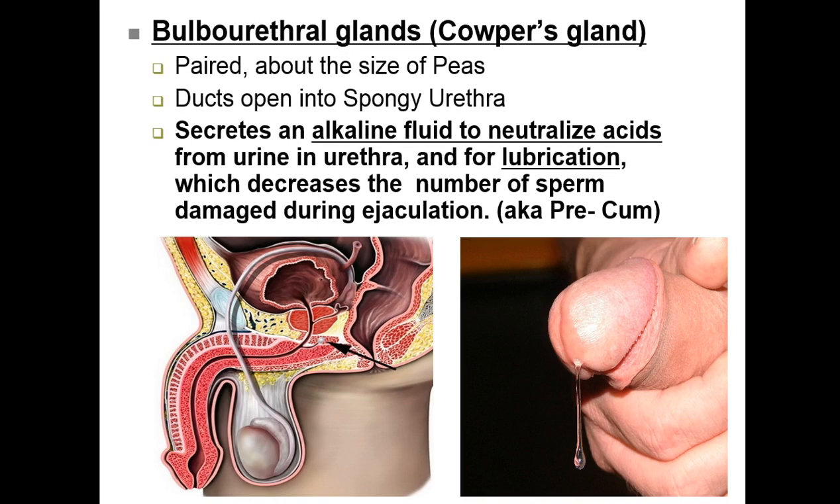The bulbourethral gland is also known as Cowper's gland. These are just a pair of little pea-sized glands. We can see in the picture on the left, there's a little arrow pointing to it and how it empties into the ejaculatory duct. So it opens up into the spongy urethra. It secretes an alkaline fluid to neutralize acids that are from the urine in the urethra.